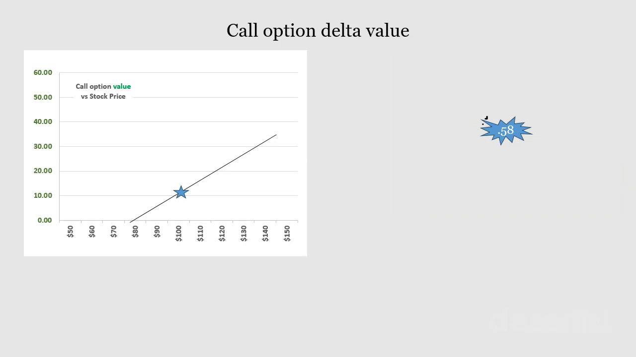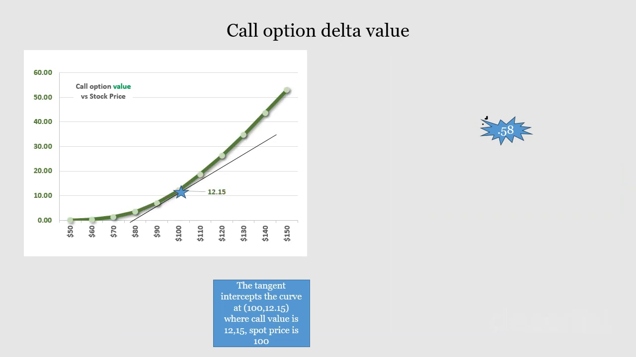Now, how to calculate call option delta value? The first graph has spot prices on x-axis and call option values on the y-axis. The curve shows option values at various spot prices for an option having an annualized standard deviation of 40%, time to expiry of half year, risk-free rate of 4% and a dividend yield of 0.